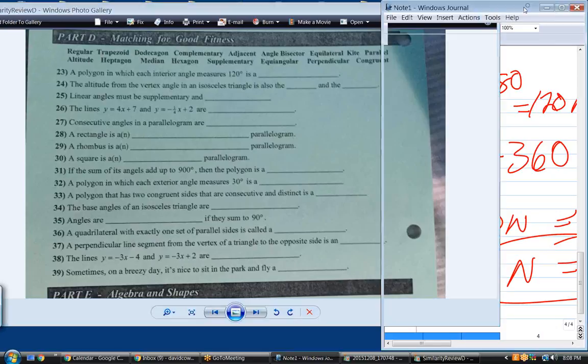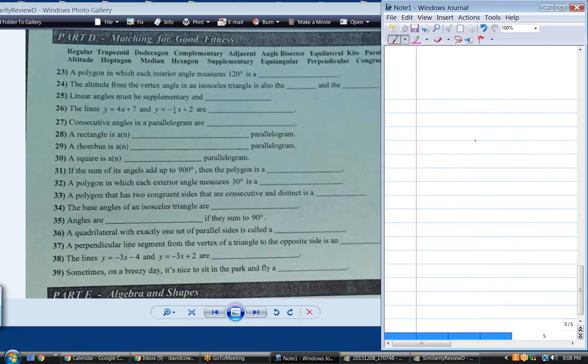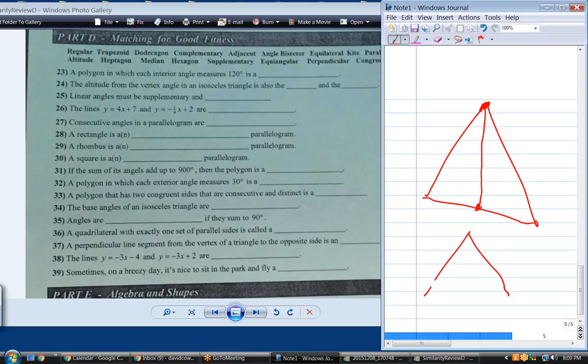Yeah, remember what a median is. Median is when you go from a triangle, you go from any vertex to the middle of the other side. That's a median. Well, when you have an isosceles triangle, the altitude is the median. It goes to the middle of the other side. You know, if these two sides are the same, so this is angle bisector and median.